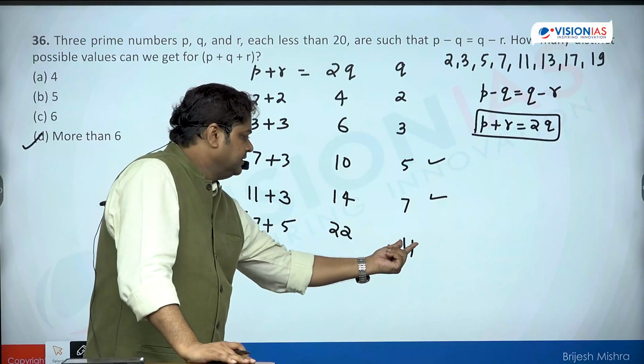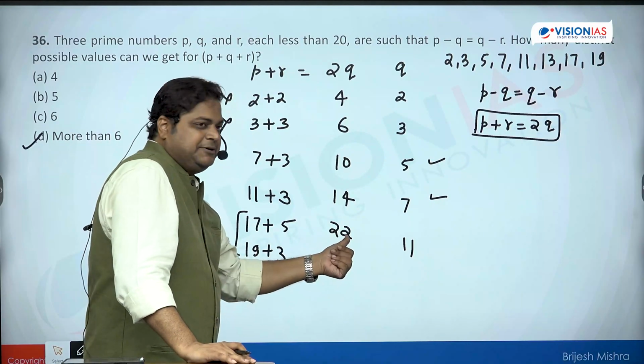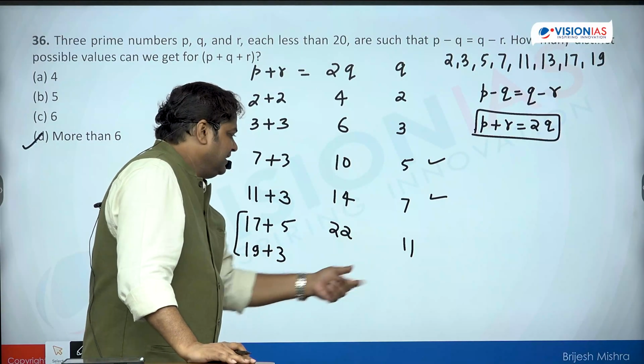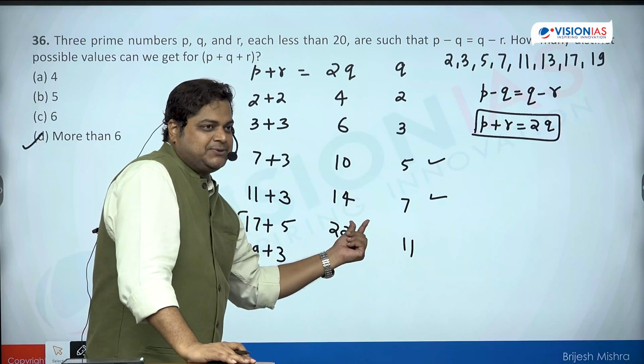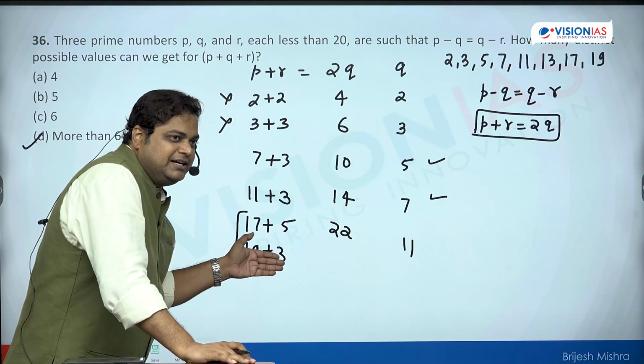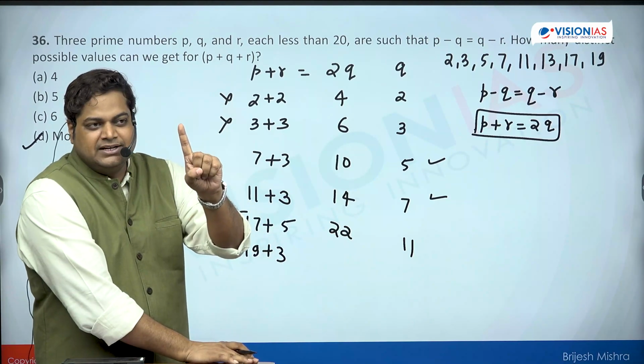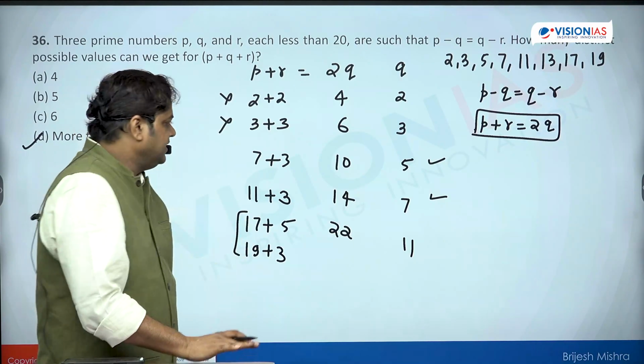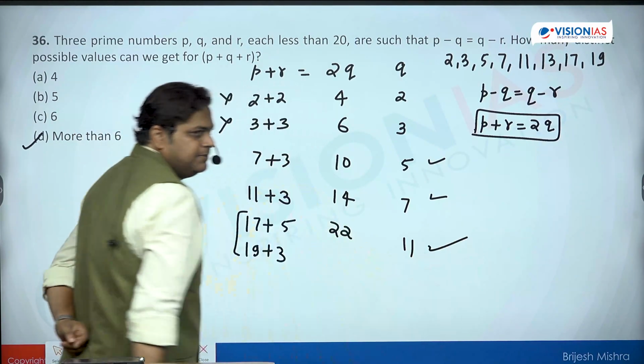They are asking this. So P plus Q, it must be 22. And R, so 11 plus 22. Even if we take two possibilities, just one sum we are getting. So this is also one possibility.